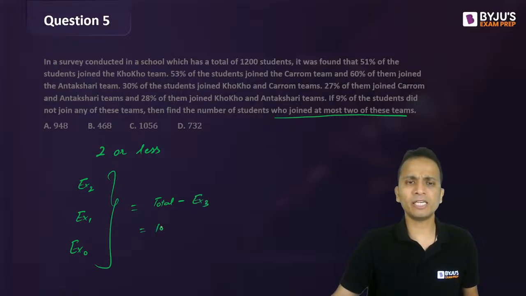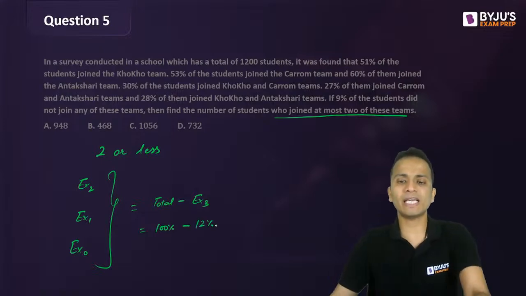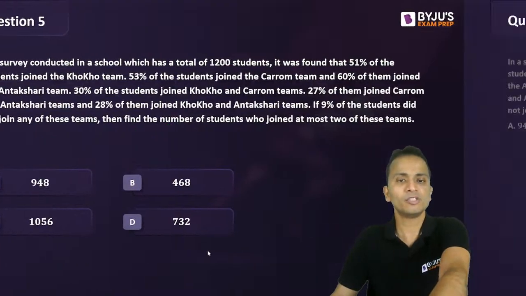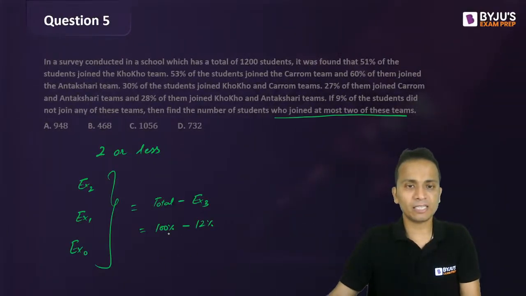Now total percentage is 100 percentage minus exactly 3. I have already calculated as 12 percentage. Okay. So 12 percentage already calculate कर लिया था. So 100 minus 12 percentage, that is 88 percentage.